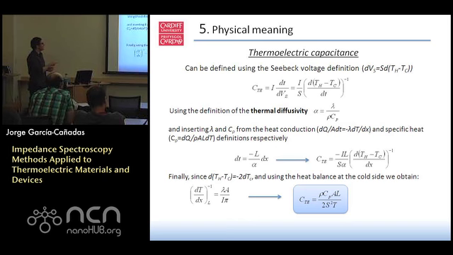If we use the definition of the thermal diffusivity, and we insert the thermal conductivity and the specific heat from the Fourier law and the definition of the specific heat, we reach this expression that when we input here this delta time, we come out with this thermoelectric capacitance. And finally, using the heat balance at the cold side, which is given by this expression, we have the final equation for a thermoelectric capacitance, which depends on the Seebeck coefficient and also on the specific heat.